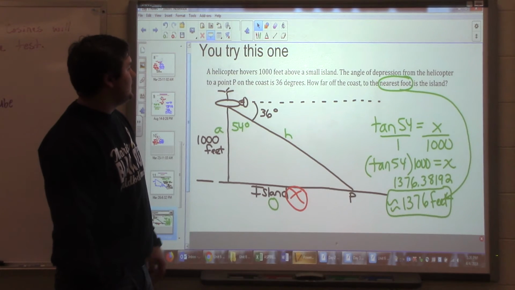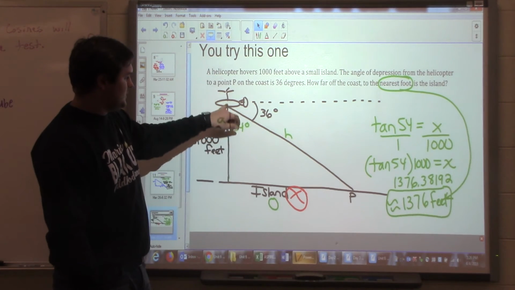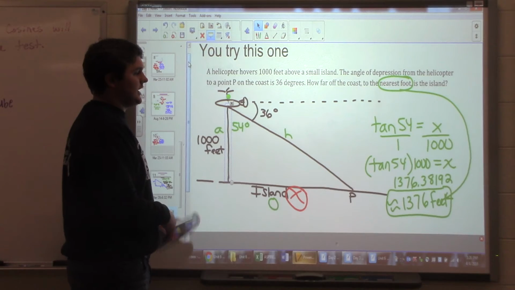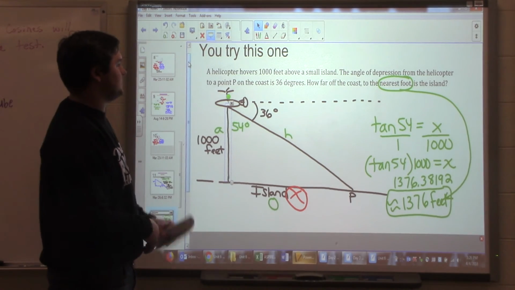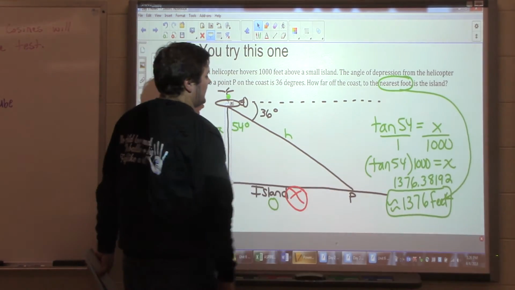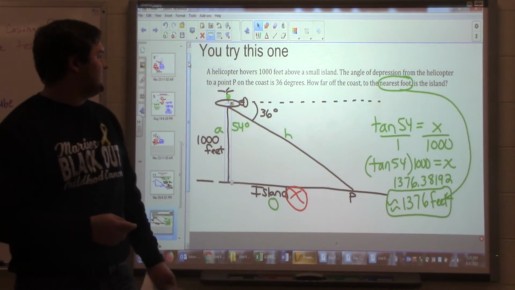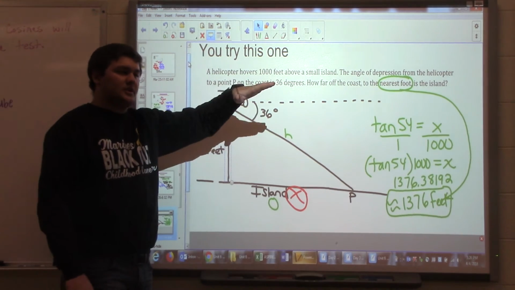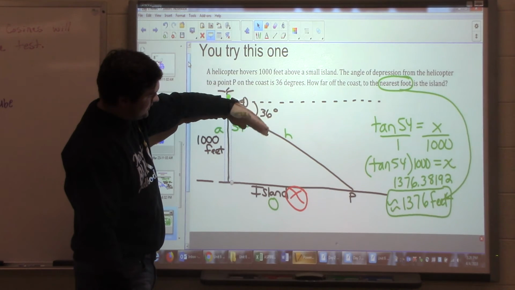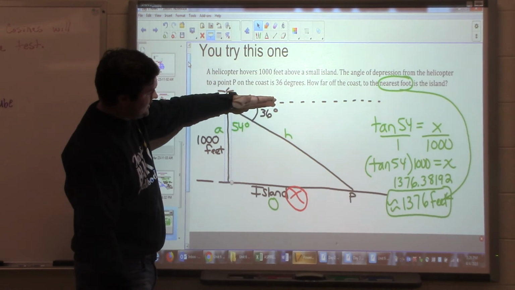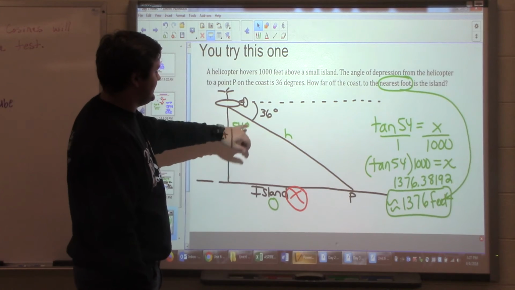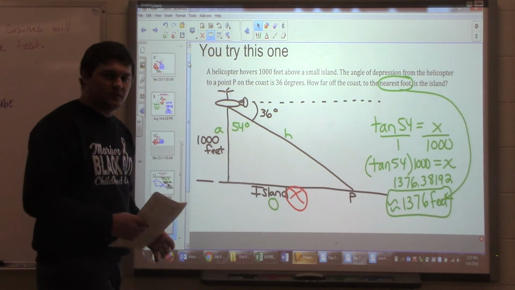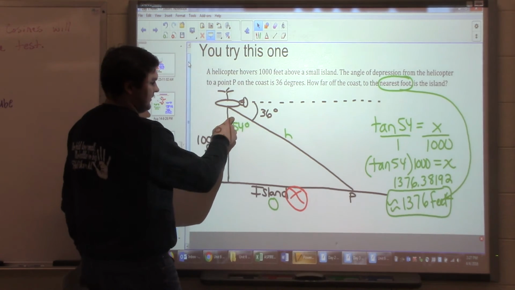I know it is 1,000 feet from the ground. I also want to know the distance to the coast, or point P. And I know my angle of depression is 36 degrees. Remember, depression is from a horizontal and down. So it forms this angle right here, 36 degrees, which means the angle inside my triangle is 54 degrees. So I know 54 degrees.